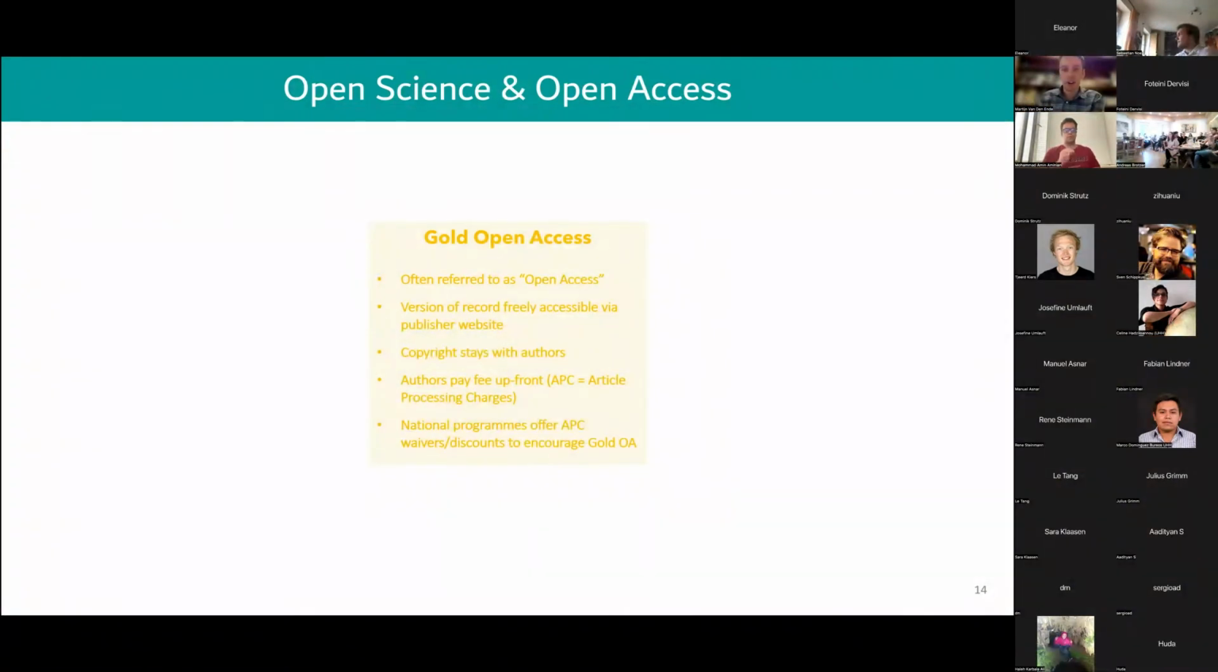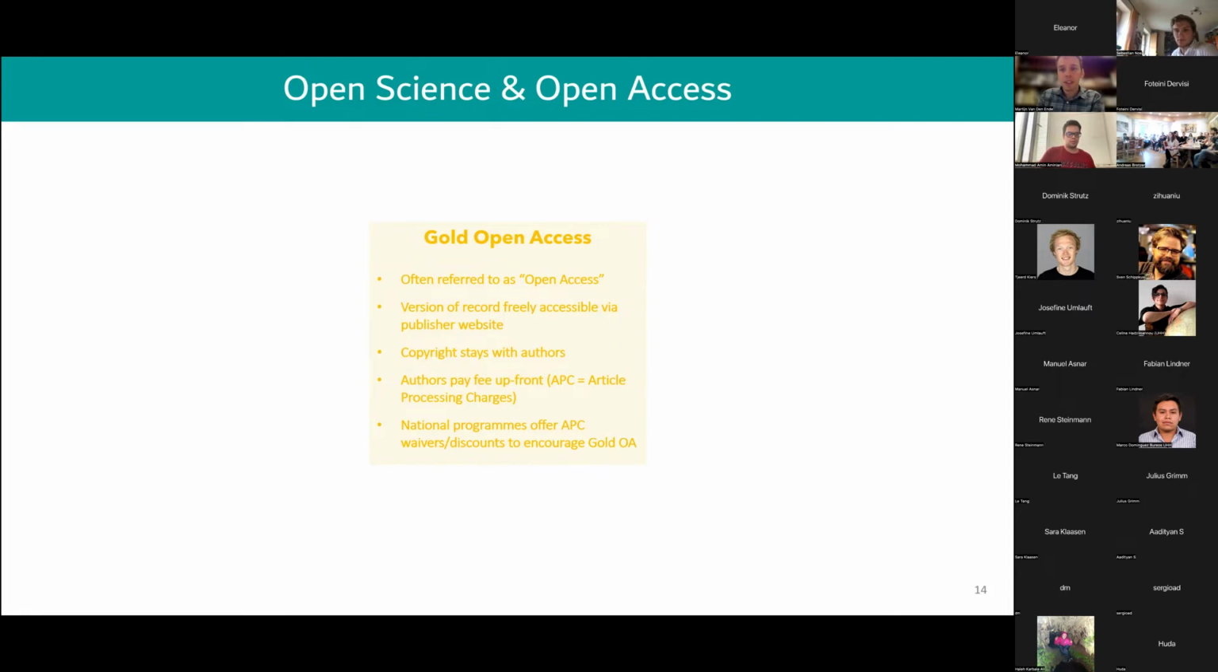But this comes at a cost. So authors are expected to pay a fee upfront. These are usually called APCs, or article processing charges. And these can be pretty expensive. I've shown a figure before where the open access fees range from about $2,000 to up to $10,000 US.